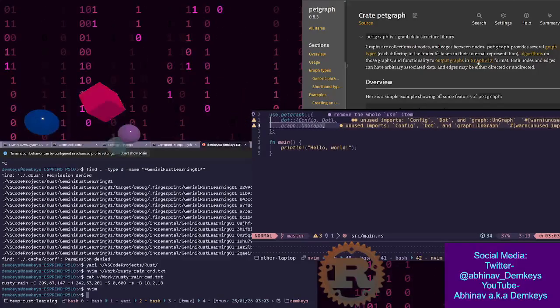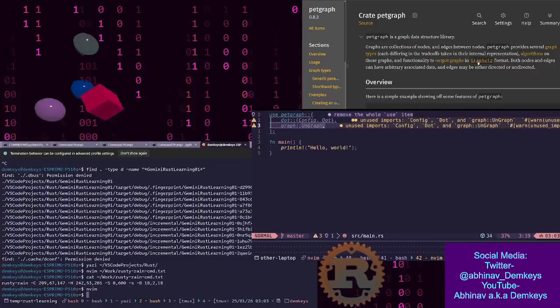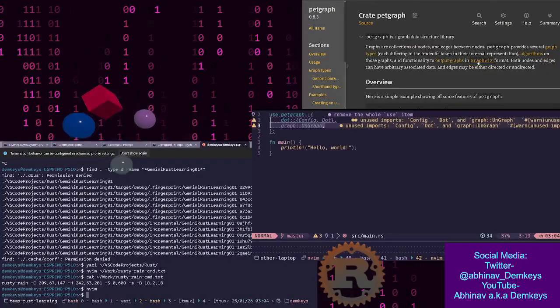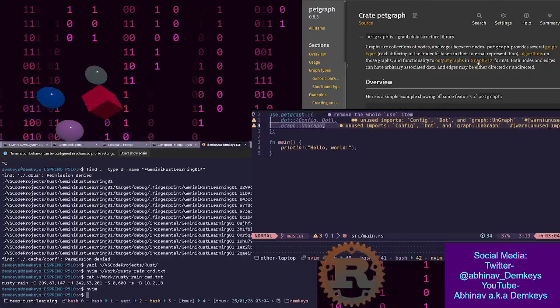So I'm glad that I explored a bit of the dot syntax before this, as in not recently, but in the past, I have explored a bit of the dot syntax.